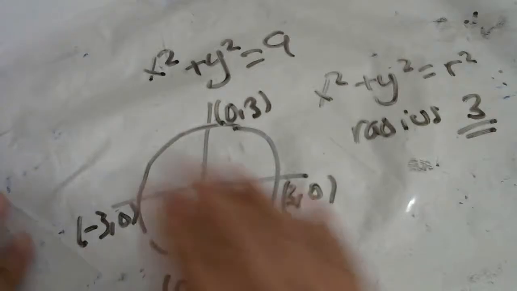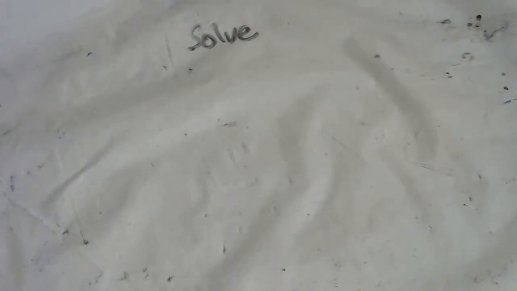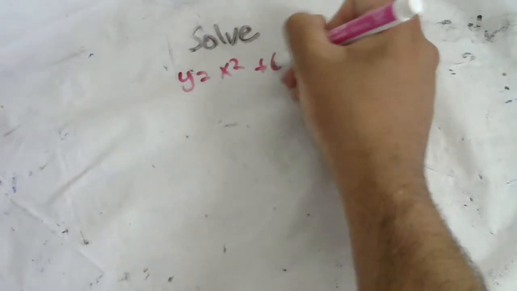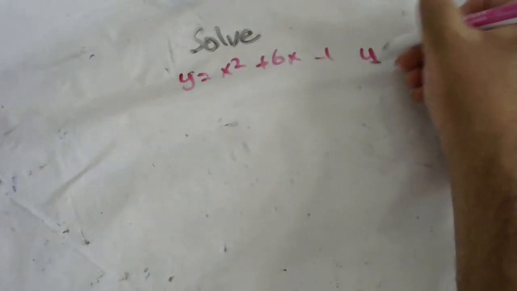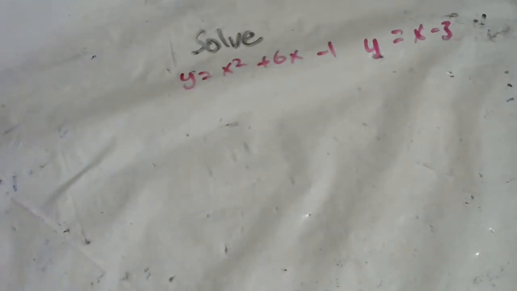Right. Here's your homework. I'll give you some equations to solve and some things to sketch. So you're going to solve these. Let me just get a better pen. Pink actually works. Right, so solve these. You've got y equals x squared plus 6x minus 1 and y equals x minus 3. That should work out relatively okay.